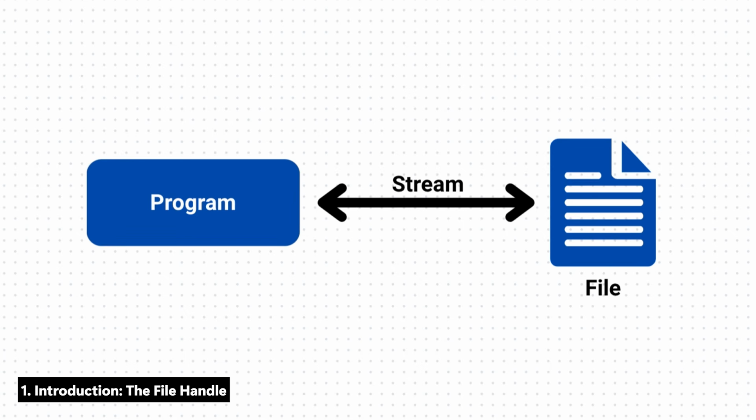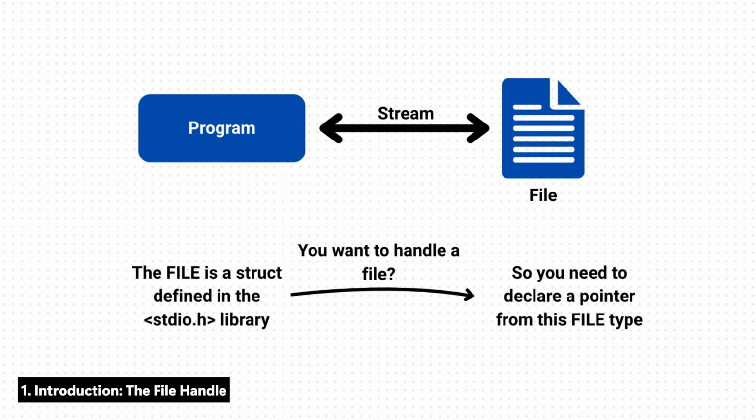One. Introduction, the file handle. In the last lesson, we learned that to achieve persistent data storage, we must interact with disk files via a stream, a sequence of bytes. To manage this stream, the C language uses a special type of pointer called a file pointer. About the file pointer, the file type is a struct defined in the stdio.h library. It holds all the necessary administrative information about the file: its current position, its mode, reading, writing, and status indicators.